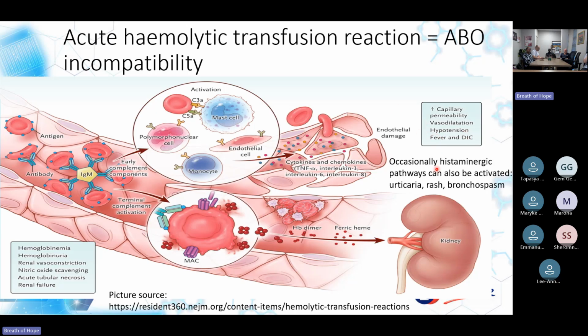You can also have stimulation of histaminergic pathways. So sometimes acute hemolytic transfusion reaction will present with symptoms that might confuse you for an allergic reaction, such as urticaria, rash, and bronchospasm. Generally, the patients die due to DIC and renal failure. You need about 5 mL of transfused blood to cause an acute hemolytic transfusion reaction. So 5 mL of an incompatible blood transfusion is sufficient to land a patient in ICU with poor outcomes.